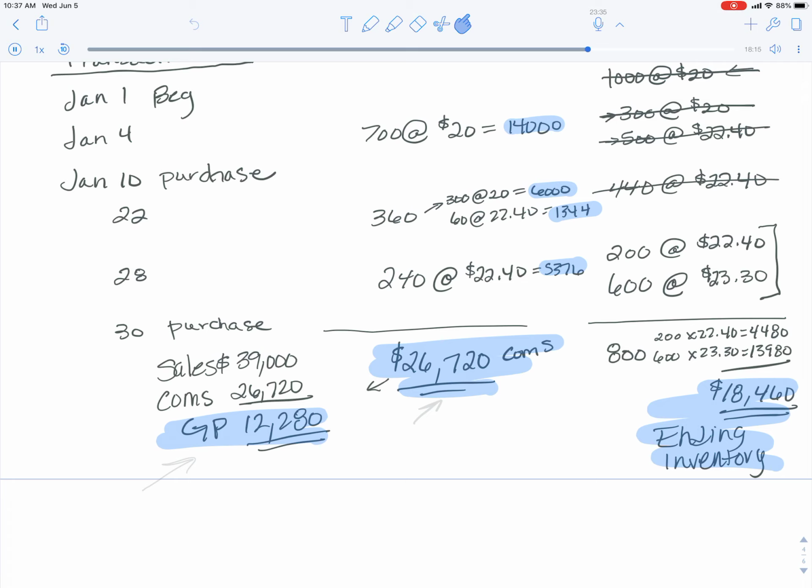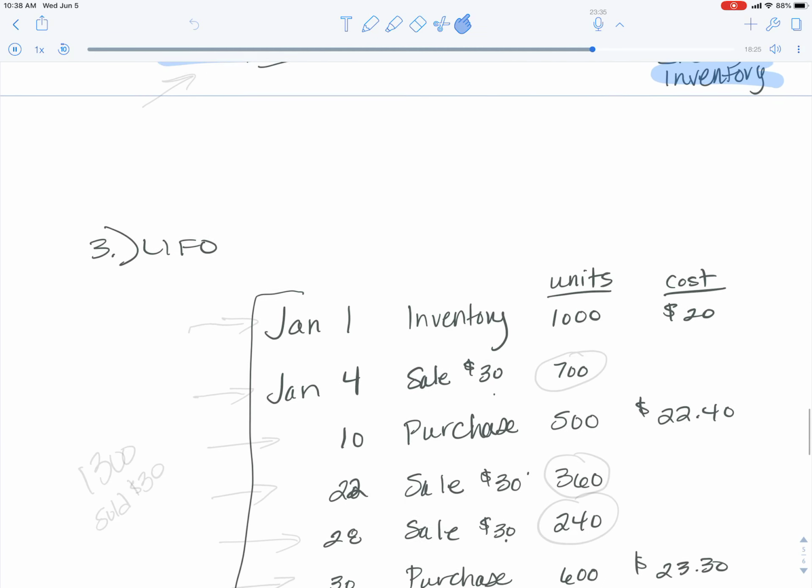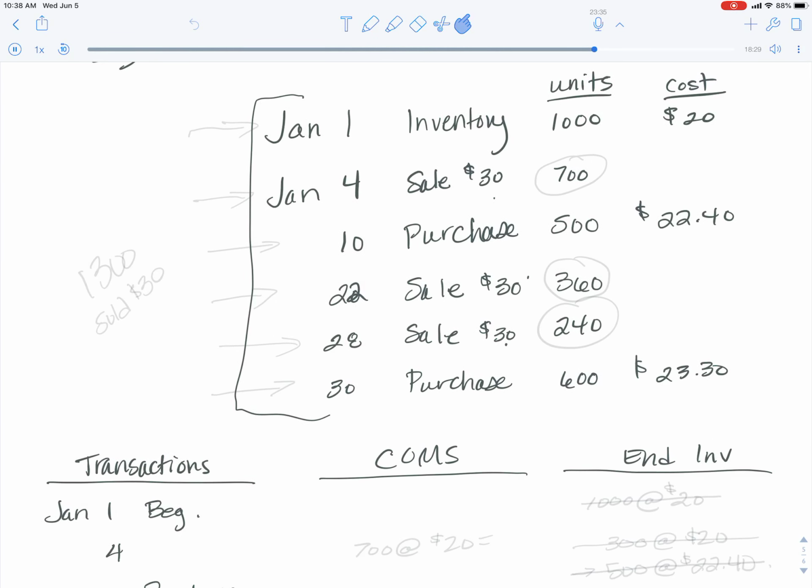Let's do LIFO. Now these are the same inventory transactions from January 1 through January 30, but this time we're going to use last in, first out, and you'll see how it changes those 3 main answers. It'll change our gross profit, it'll change our cost of merchandise sold, and it'll also change our ending inventory.